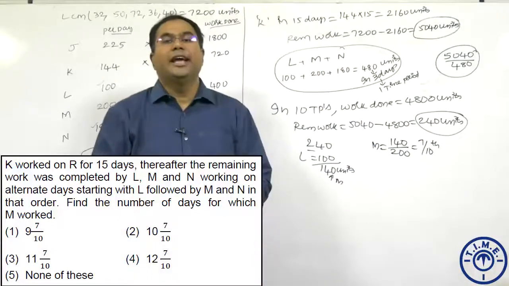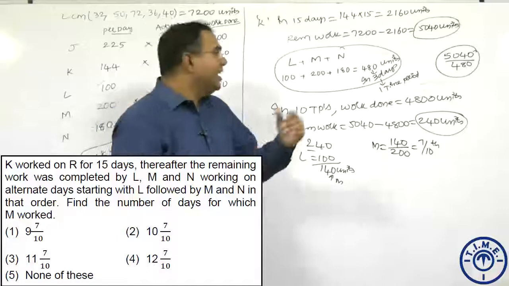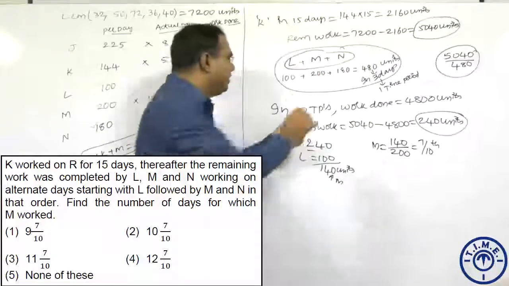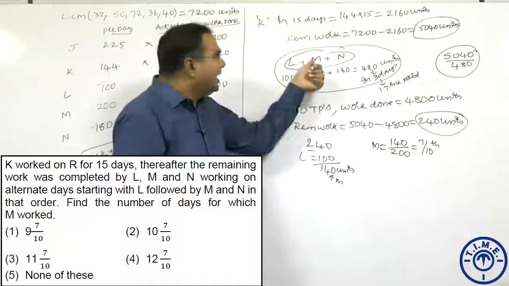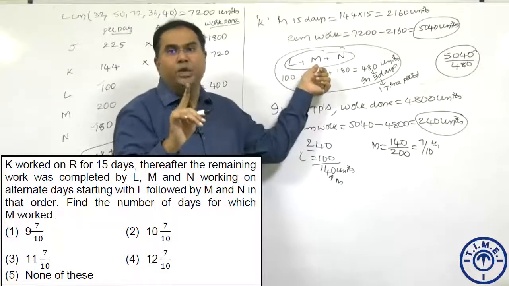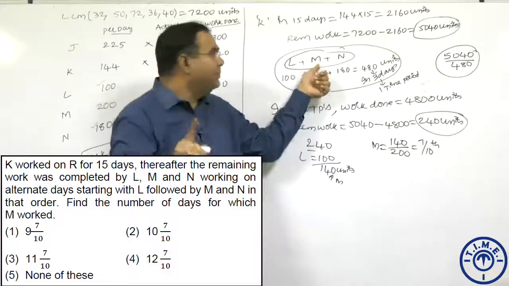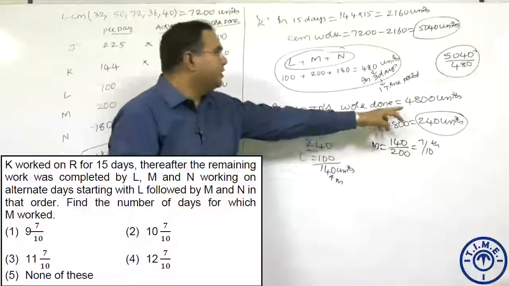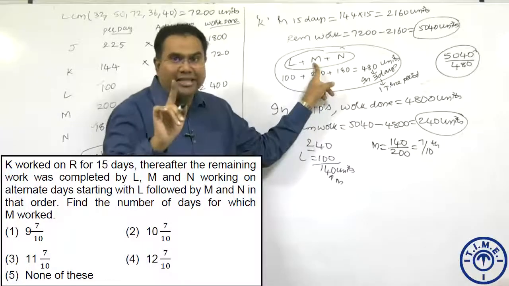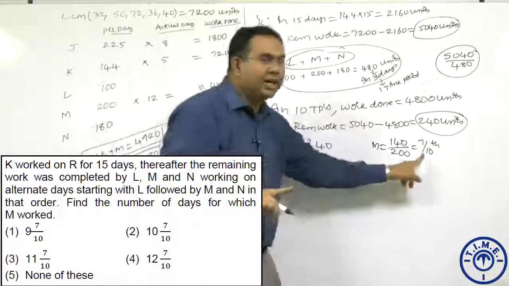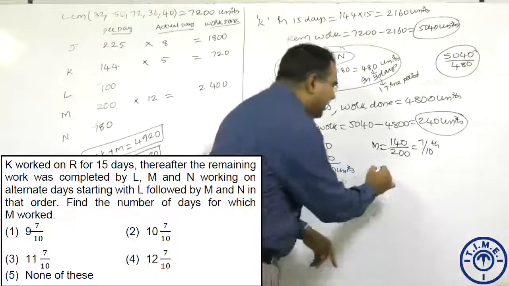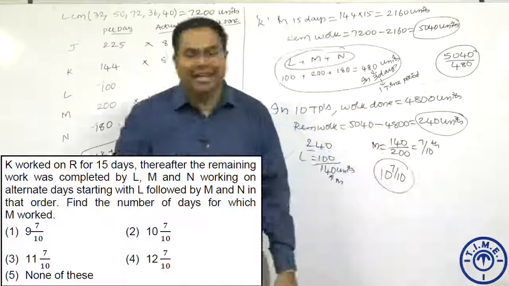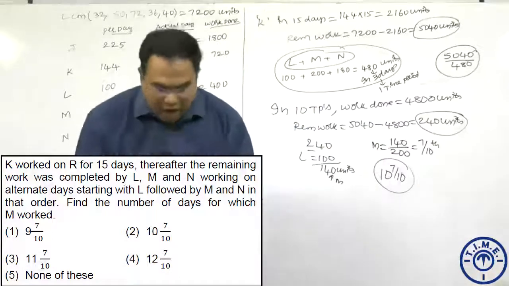So the question is, M is working for how many days? Here total, this is 10 time periods. This is one time period. Like this, they are working for 10 time periods. In each time period, M will come once. So in one time period, 1 day, 2 time periods, 2 days. So they are taking 10 time periods, doing 4,800 units. That means M will work for 10 days, plus extra, he is working here for 7/10. So M will work for 10 and 7/10 days. It is given in option 2.